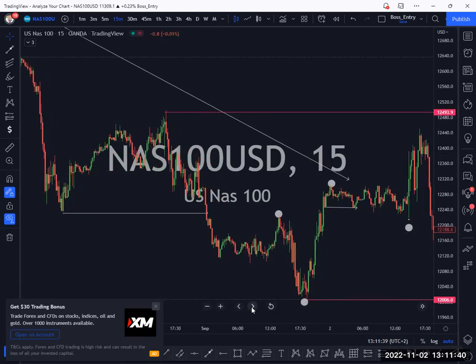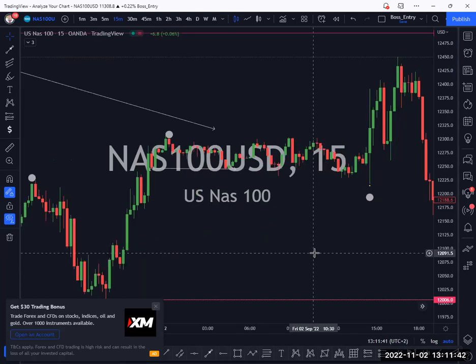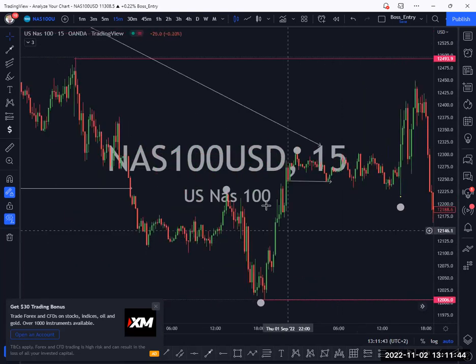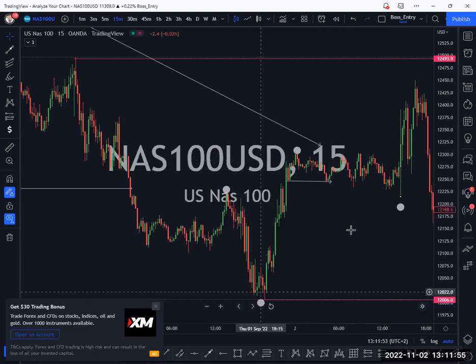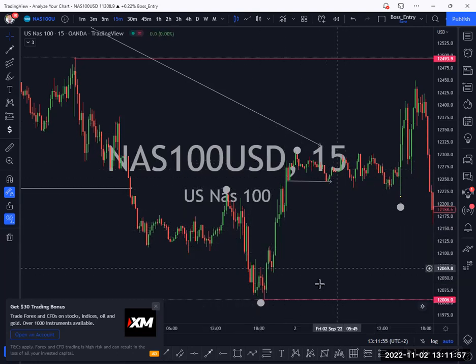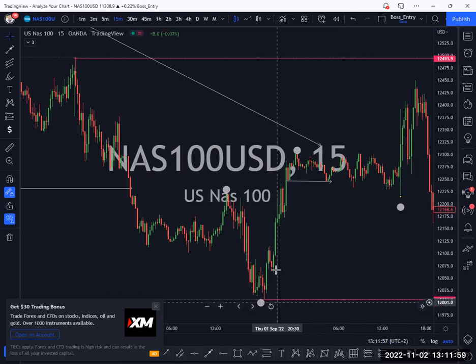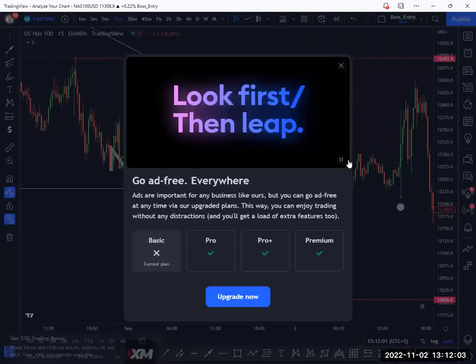Let's move and see. Okay, here that's the manipulation that I was talking about. So we need them to break the structure, and we need them to create a low that is higher than this one, which is something that they created far above. So we wanted them to at least come down a little bit to try and create a low that is higher than this one, but with a few pips range, with the 80% pips range.